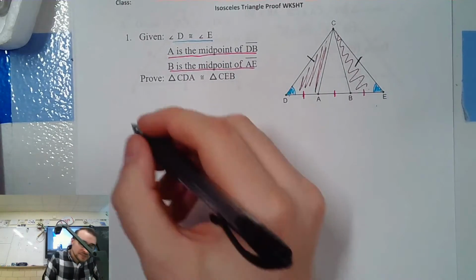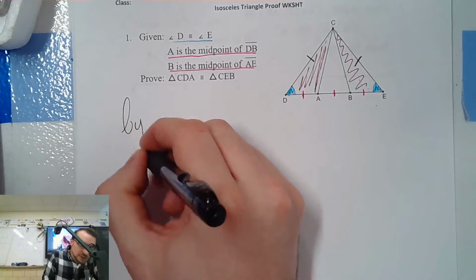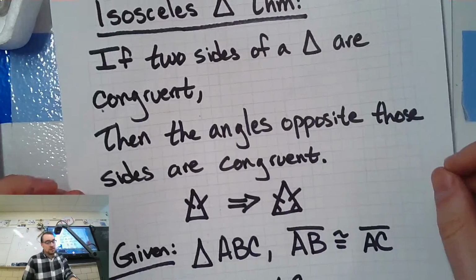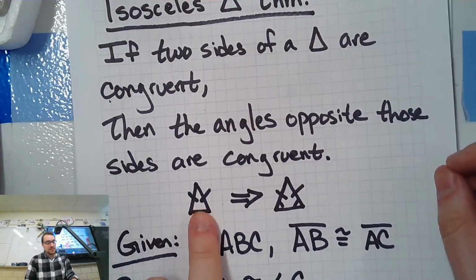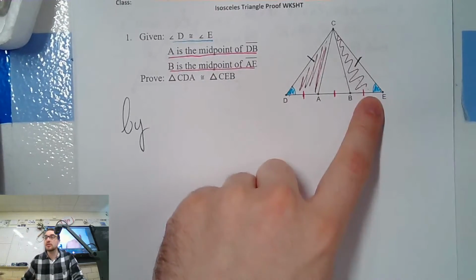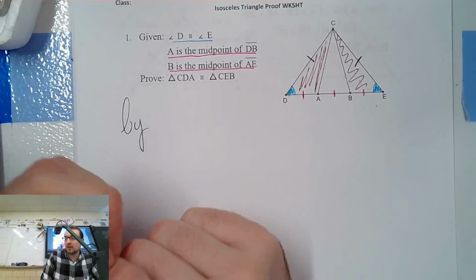So now, which theorem did we use? Did we use the isosceles triangle theorem or the converse? The theorem, the straight up theorem, just says we have the sides, we get the angles. The converse says we have the angles, we get the sides. Well, we had the angles, we got the sides. So by isosceles triangle converse.